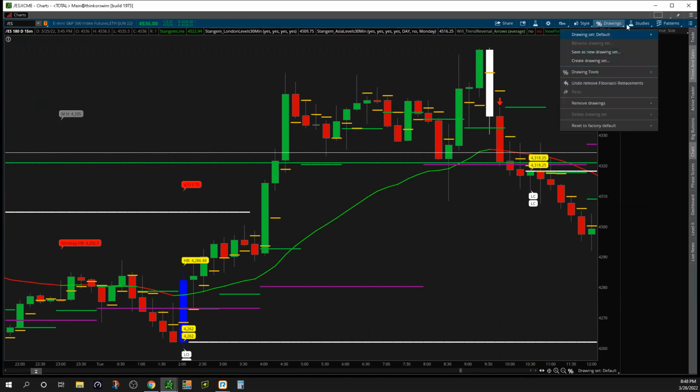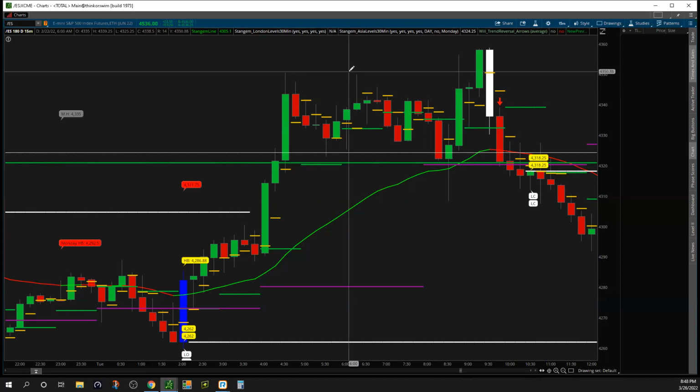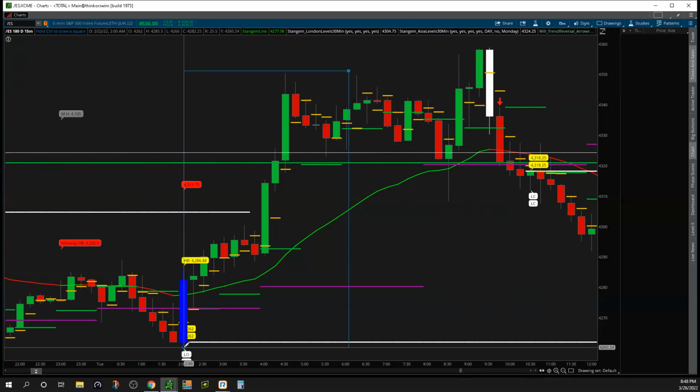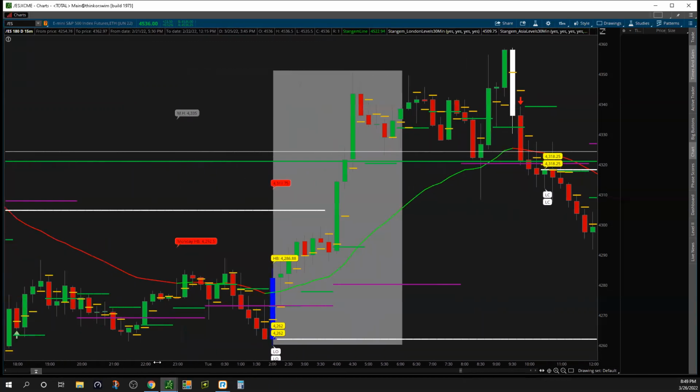Let's do it again. 6 a.m. Get a high right here. 6 a.m. candle. London open. It's like London made the low. Imagine that. What does that mean? What does that mean? London at the fucking low.